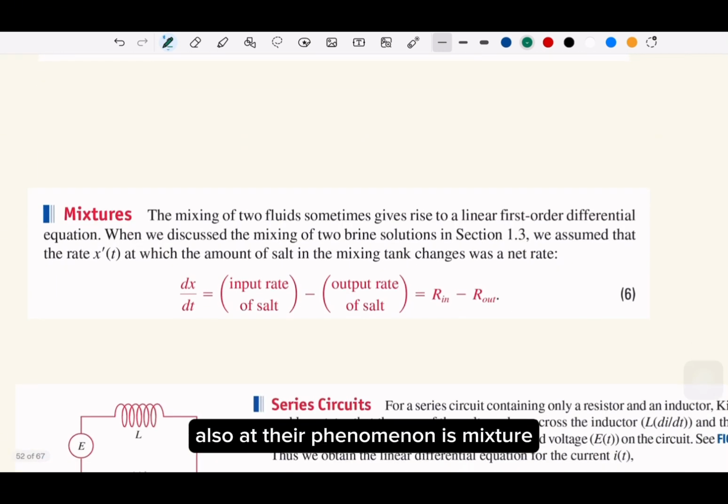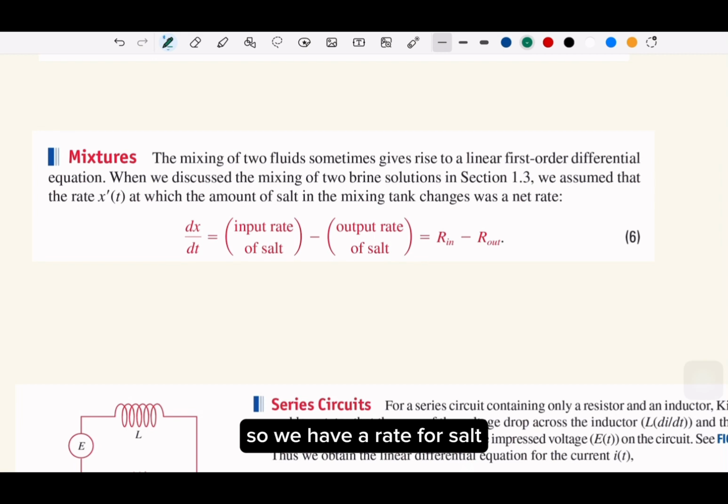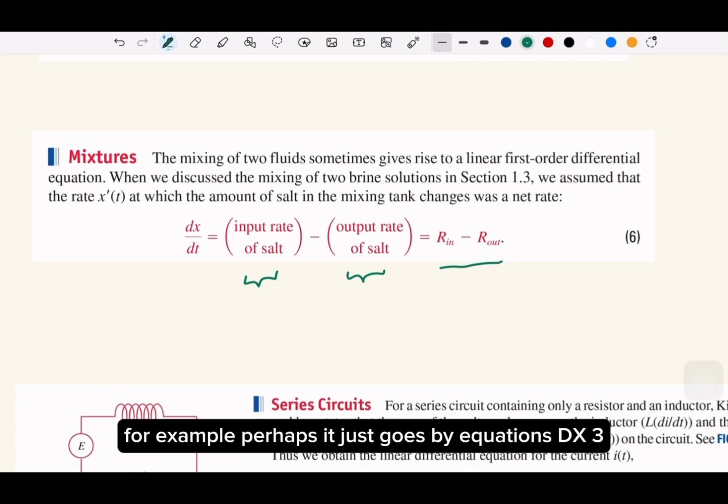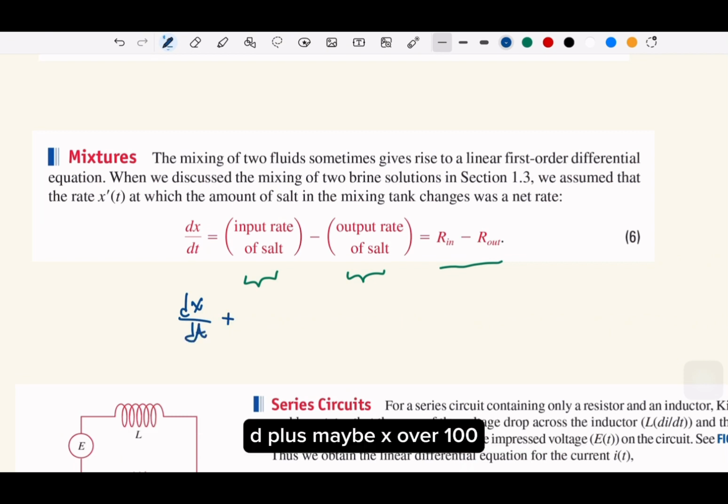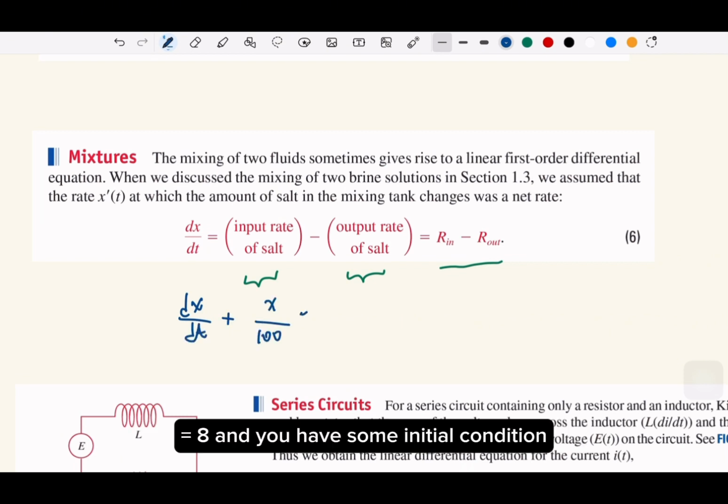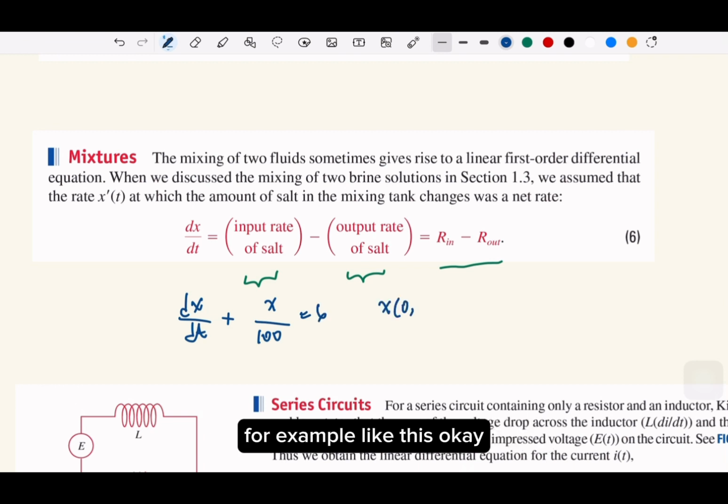So you can see from here. Another phenomenon is mixture. So we have a rate for salt, the input, and then this is the output. We are going to have this input minus output, or R in minus R out, and it will devise a new equation from there. So for example, perhaps this goes by the equation dx/dt plus x over 100 equals 6, and you have some initial condition, for example, like this.